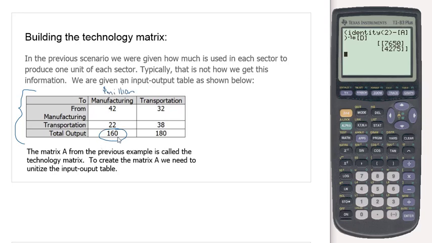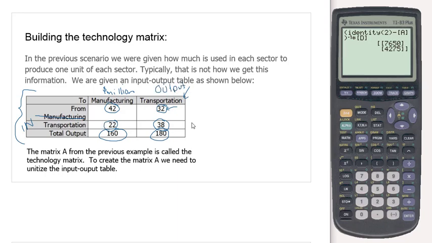If we're to produce $160 million of manufacturing, we're going to use up 42 million of manufacturing and 22 million of transportation. And in this one, in order to produce 180 million of transportation, we use up 32 million of manufacturing and 38 million of transportation. So we can think of the rows here as how much gets used up, so that's our internal demand, and the columns are our output, so this is our production.